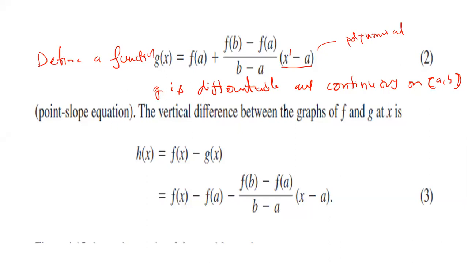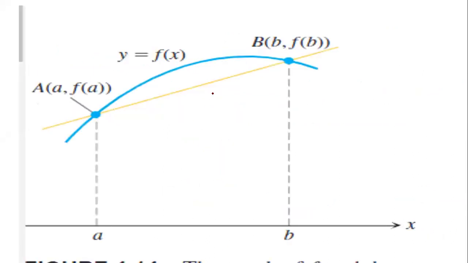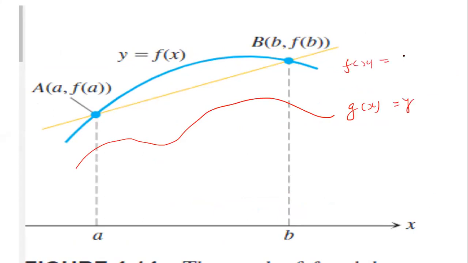The vertical difference between the graphs of f and g at x is called the vertical difference. What is the meaning of vertical difference here? I will show you. Suppose this is f of x, one function. Suppose we take one more function, another function, some g of x. This is y equals g of x, and this is y equals f of x. So these are the two functions.